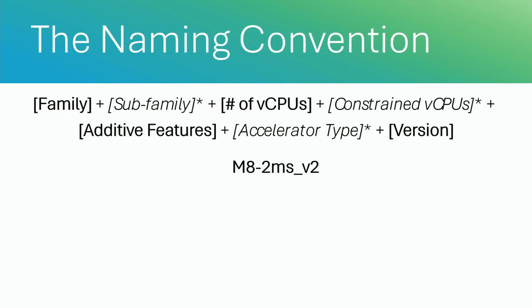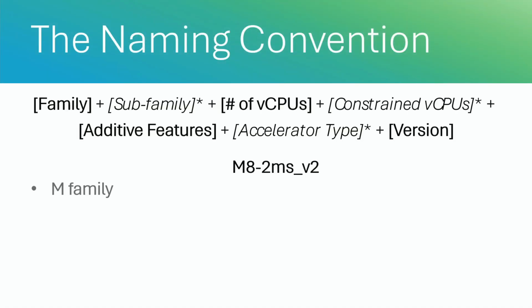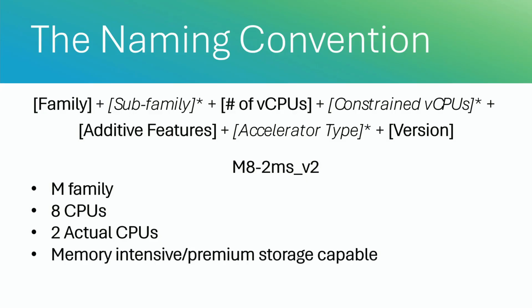And this is how it breaks down. It is our M family. And we might remember the M family if we go back. We should remember that the M series was memory optimized. So this is a memory optimized type virtual machine, and the 8 is for 8 CPUs. The 2 is the actual 2 CPUs that we can use. The m and the s are for features: memory intensive and premium storage capable. And then, of course, this is the second version of this VM series.